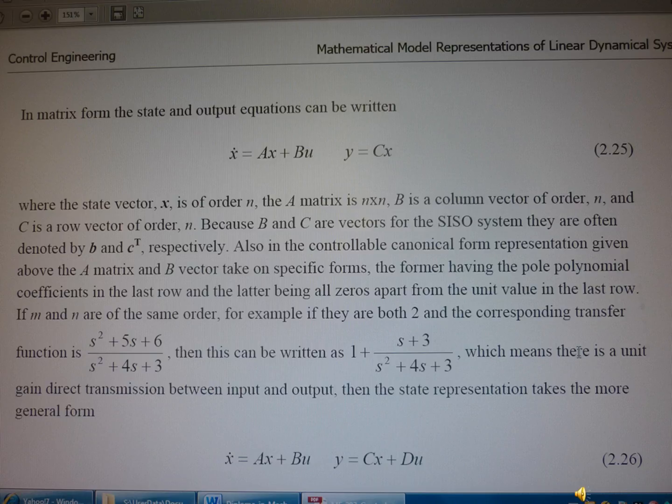The control function can also be written as s squared plus 5s plus 6 divided by s squared plus 4s plus 3. This is for the control function. So that control function is also 1 plus (s plus 3) divided by s squared plus 4s plus 3. So in this case h dot equal to Ah plus Bu and y equal to Ch plus Du.